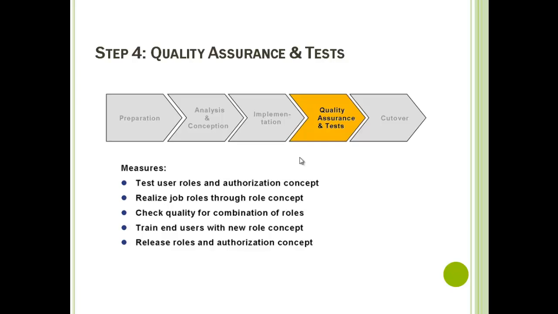Our next step is quality assurance and testing. In this phase we will be testing the roles and authorization concept, and we will realize these jobs through the role concept. So we will create test users and assign the roles to the test user. We will do an internal test. In a better scenario, you do an internal test, then you give it to a functional consultant or end user to test the roles. Then we will check the quality of the combination of roles. Let's say if you assign two different roles, how does it work?